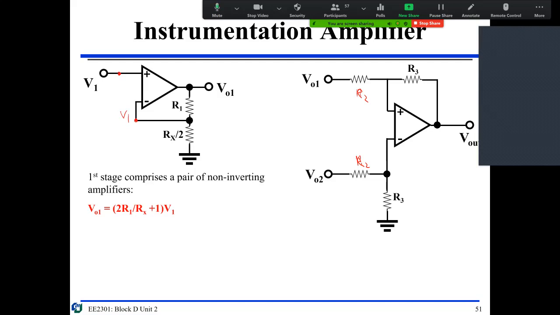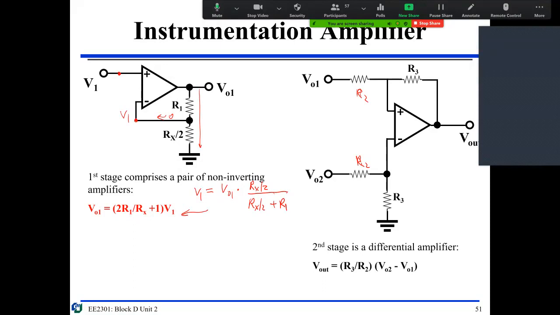So this V1, okay, of using a voltage divider, because there's no current from here. So I just do a voltage divider. So the V1 should be written as VO1 times voltage divider, which is Rx divided by 2 divided by Rx divided by 2 plus R1, okay, R1, right? So then you write this is just 2R1 divided by Rx, you have 1 in here, right? So this is giving you this.